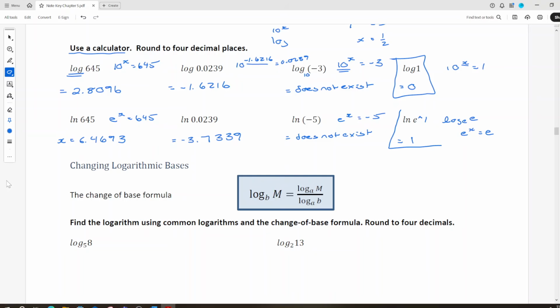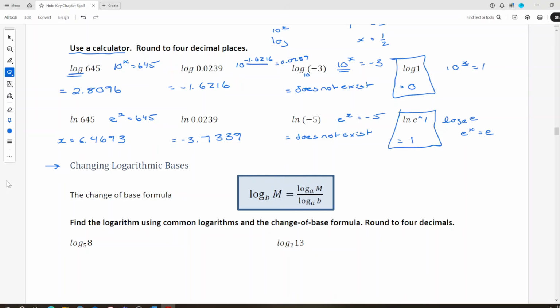I used to have in the notes that it was a rule. I'd rather you just explore it, right? So log base 5 of 5 is 1. Log base 3 of 3 is 1. Log base 5 of 1 is 0. Log base 3 of 1 is 0, right? Just a general thing.